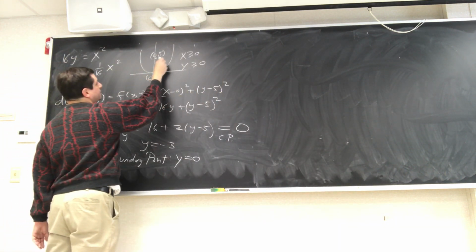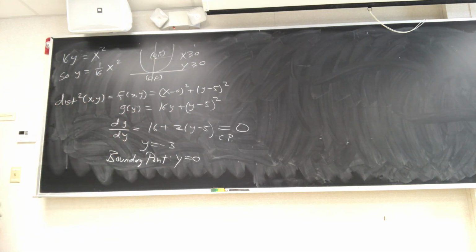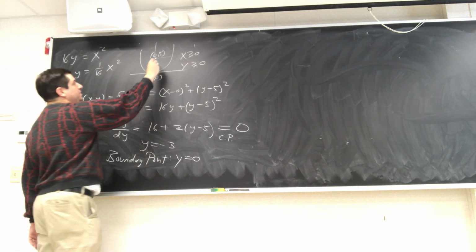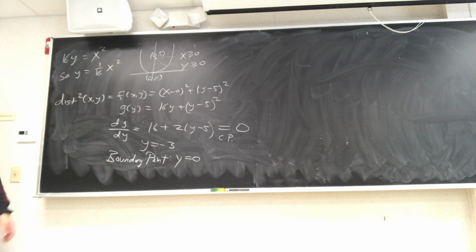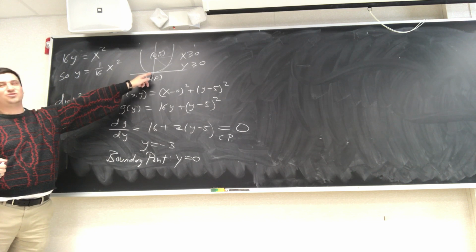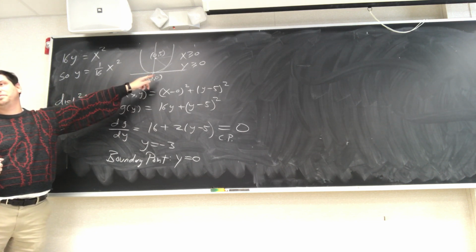You could have looked at whatever value of x corresponds to y equals 5. Maybe that's a nice candidate. Another candidate: maybe if this comes down and makes a perpendicular to the tangent, maybe that's a nice point to try. Turns out actually the tangent is coming straight down to the bottom at (0, 0).